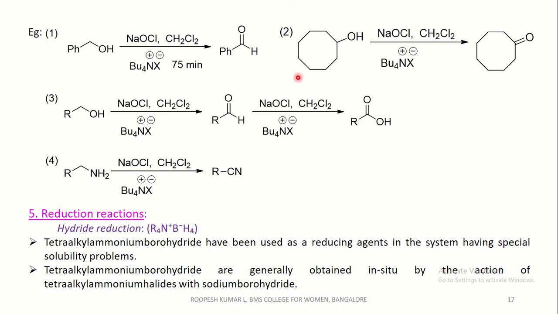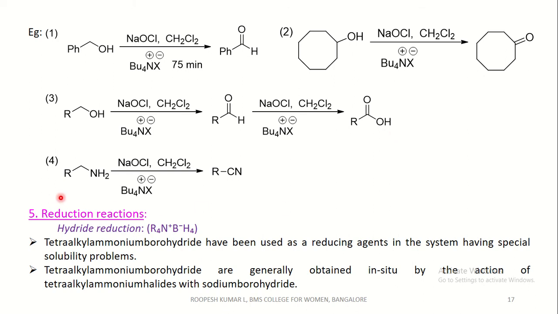The next one is octanol, which reacts with the same, that is sodium hypochlorite in DCM. With PTC you get the corresponding ketone. The third one, which is a general one, is that alcohol is converted to the aldehyde in the first step using the excess amount of PTC and hypochlorite. It gets converted to the corresponding carboxylic acid.